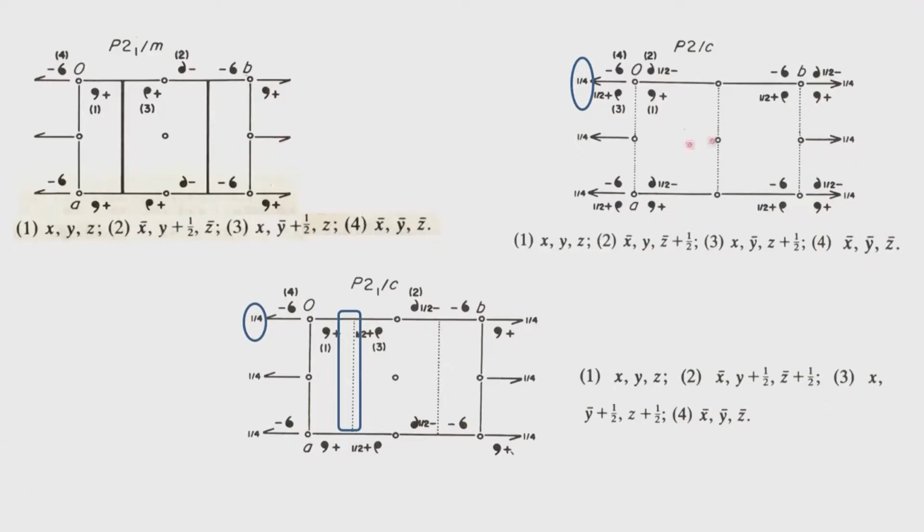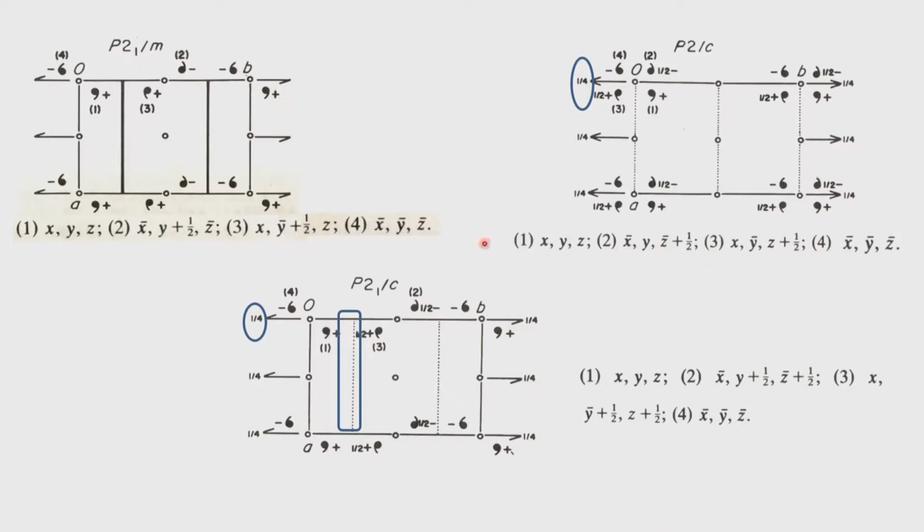So, you see here that the 1 to 2 operation involves the two-fold operation, but the two-fold operation is now at 1/4 the distance along the C direction. So, it becomes z bar plus half. So, it is x bar y z bar plus half. X bar z bar will tell us that it is a two-fold rotation. The presence of half will tell us that the two-fold axis is located 1/4 along the C direction.